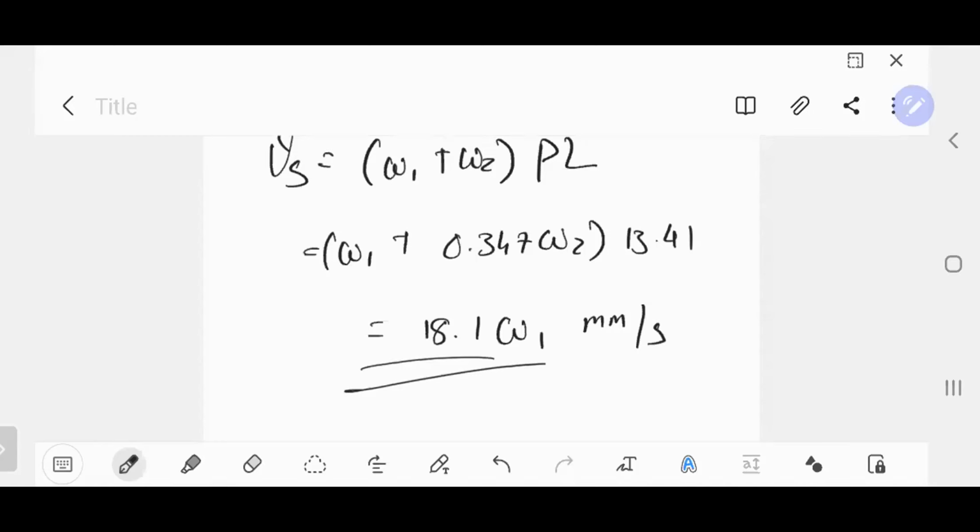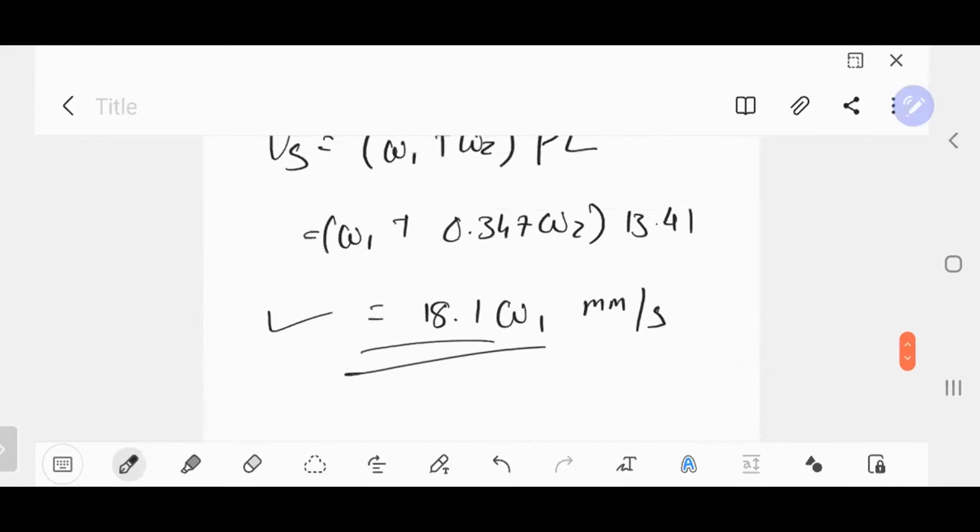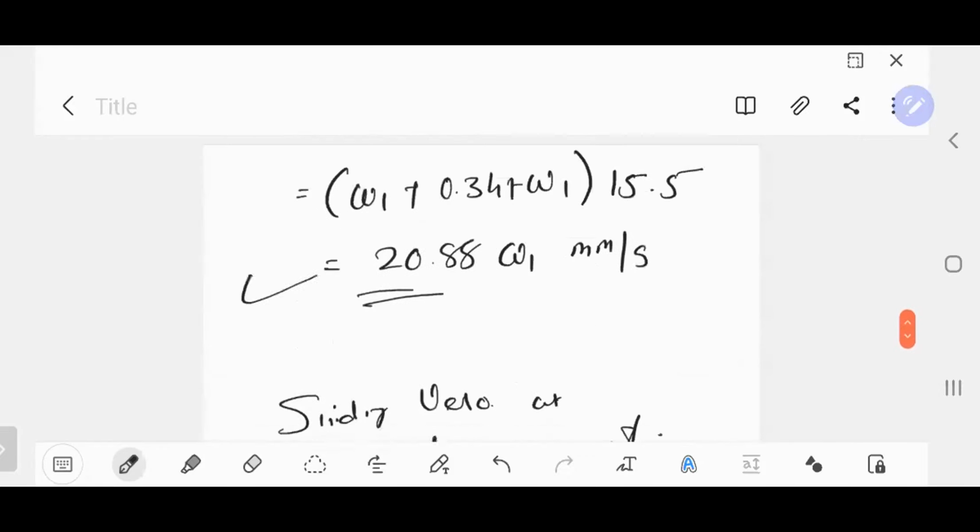Now just calculate the ratio, but before calculating the ratio, you have to make the same unit for both things, right? See, this is the sliding velocity. This is also the sliding velocity. Now, what is the rolling velocity? VR.